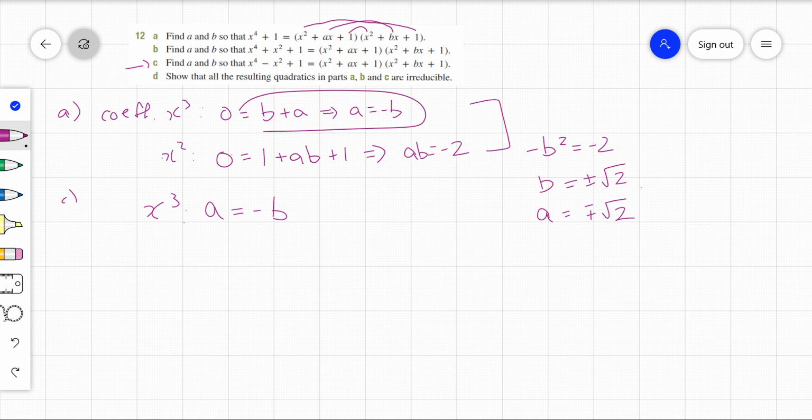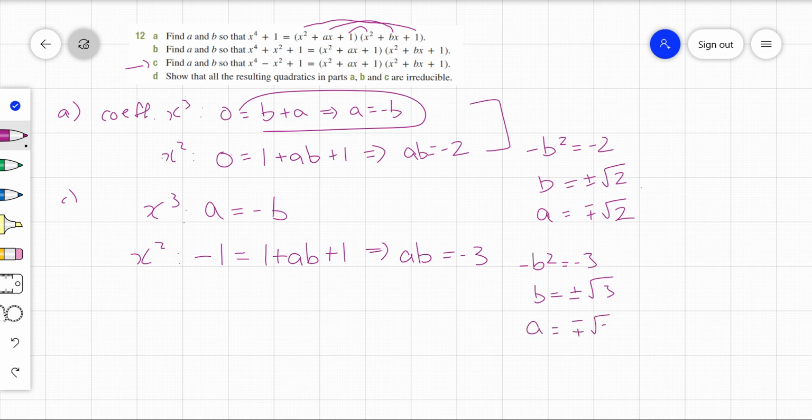But for x squared now, I've got a coefficient on the left-hand side. On the left-hand side, it's negative 1. And on the right-hand side, it's still 1 plus ab plus 1. So those are still the same. So this time I'm getting ab equals negative 3. So again, subbing in a equals negative b, I'm going to get negative b squared is negative 3. So here I'm going to get b equals plus or minus root 3. And a is still equal to negative b, so a equals negative positive root 3.